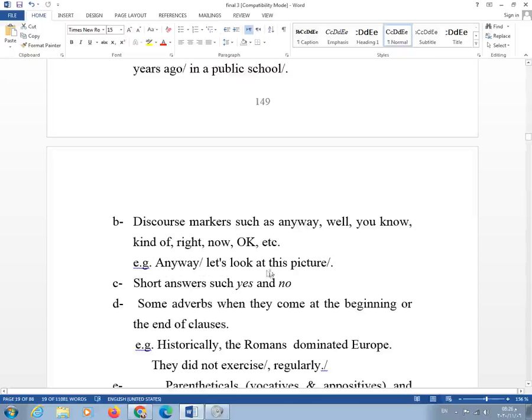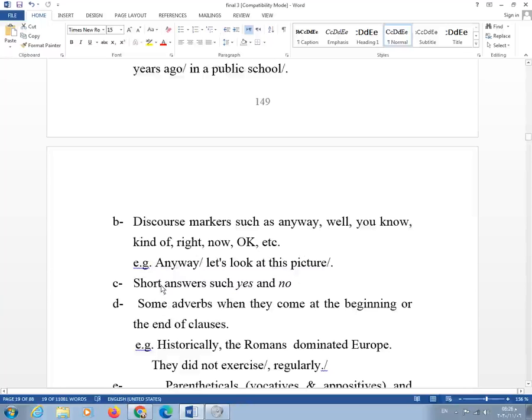Let's look at this picture. Anyway, do you see the rising intonation? Anyway, okay, let's look at this picture. Anyway, let's look at this picture. Anyway, rising, let's look at this picture, it's falling. Okay, good.